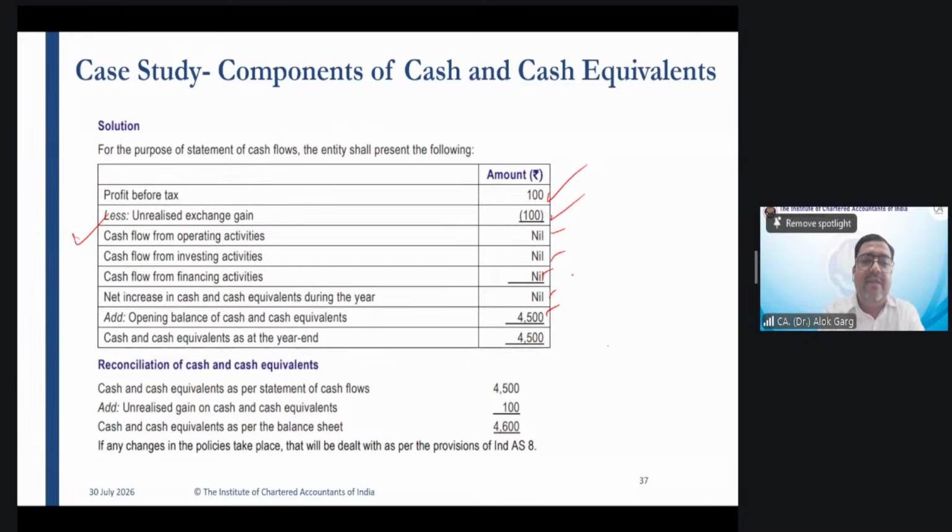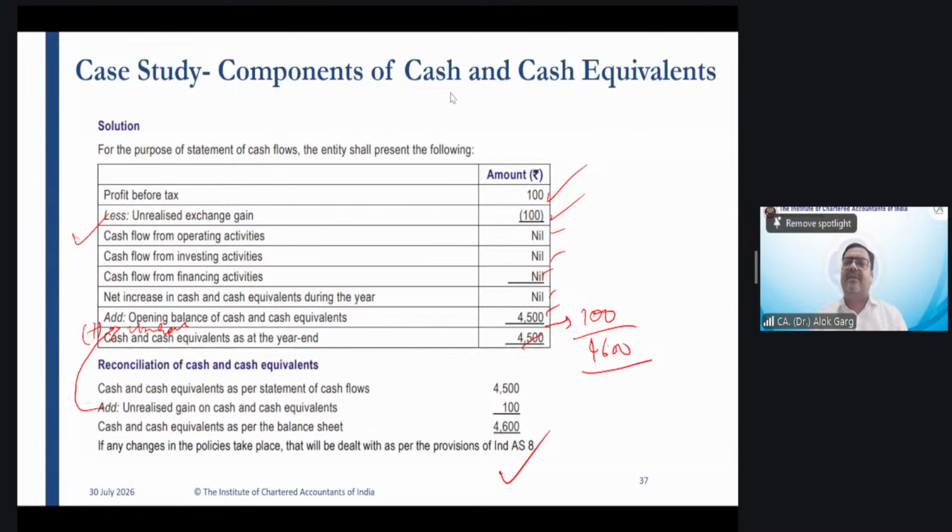Add opening balance of cash and cash equivalent 4,500. And here, all you can do is add a line item, unrealized gain on foreign cash and cash equivalent, 100 rupees, and this will become 4,600 rupees. That is one treatment which you can follow. Another treatment which you can follow is to show it as a footnote to the notes to accounts.